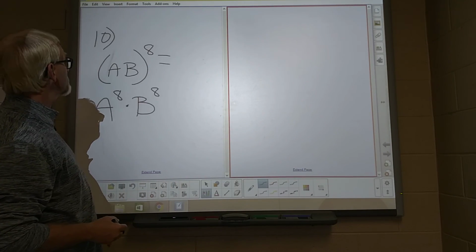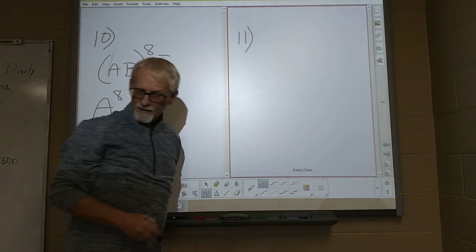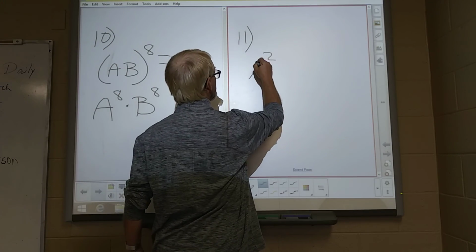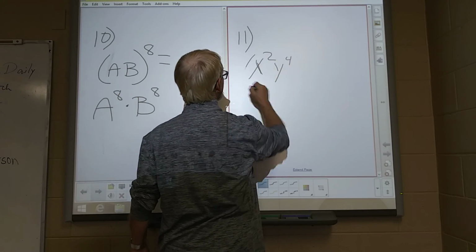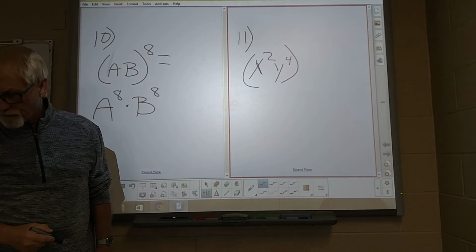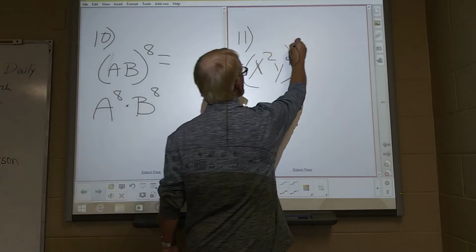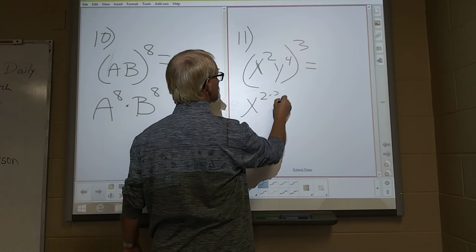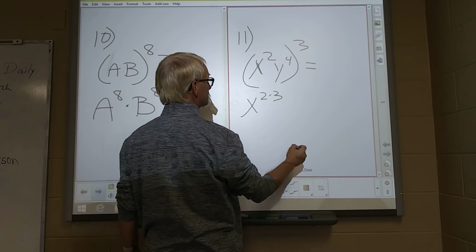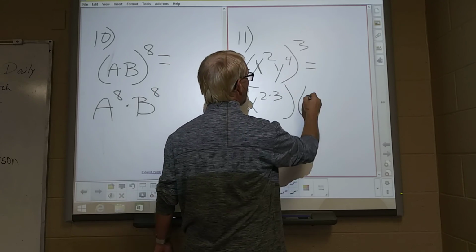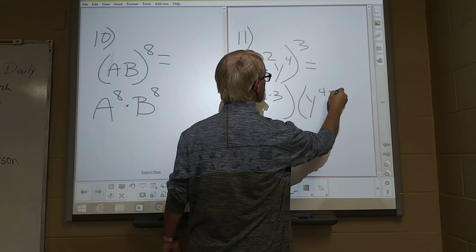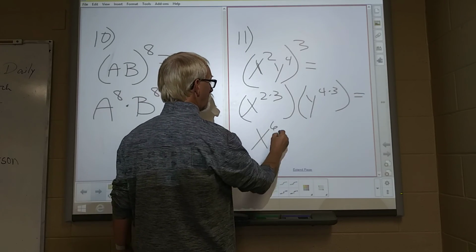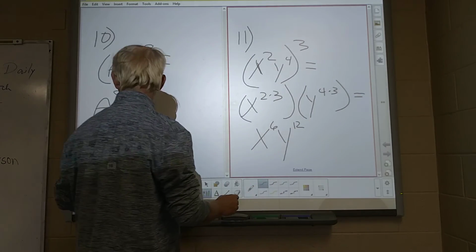A little more complicated there. We have x squared y to the 4th in parentheses, and we're going to raise both of those to the 3rd power. So we simply multiply the 2 times the 3, so it's going to equal x to the 2 times 3, and that will be multiplied times y to the 4 times 3, which is equal to x to the 6th y to the 12th. All right, let's go on.